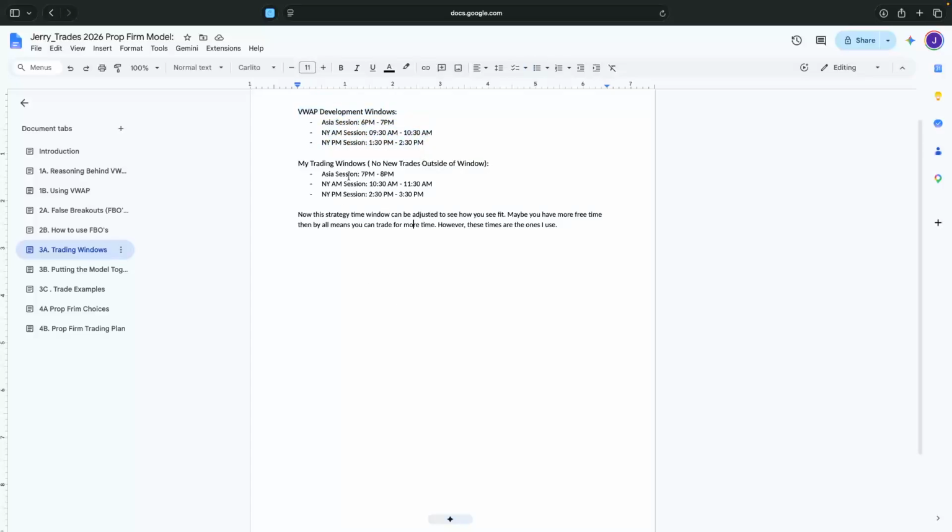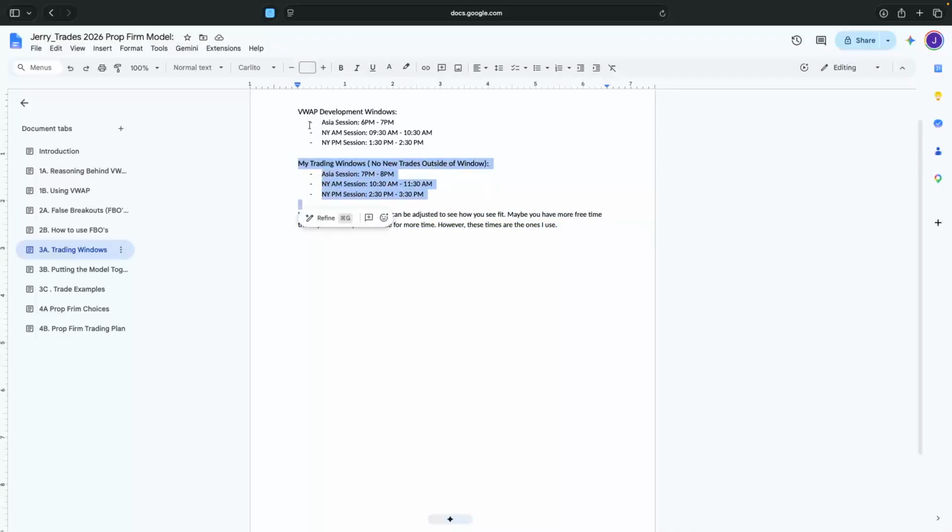And then the actual trading sessions, which is where I'm looking for my setup, the false breakout back into VWAP, is 7 to 8, 10:30 to 11:30, and 2:30 to 3:30 p.m. So obviously you can adjust this. You can adjust the trading windows.